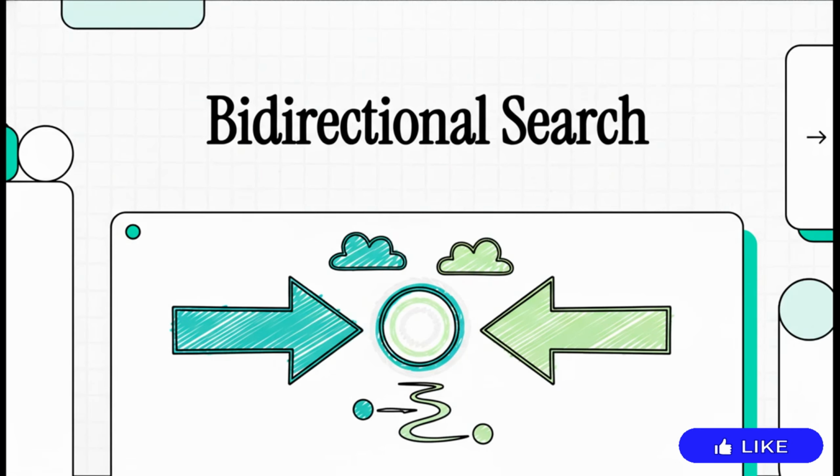You know that feeling when you're trying to meet up with a friend and you realize it's way faster if you both start walking towards each other? Well, today, we're going to dive into a search algorithm that uses that exact same super clever idea. It's called bidirectional search, and really, it's all about the art of meeting in the middle.